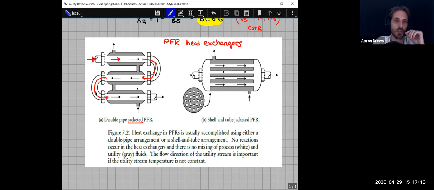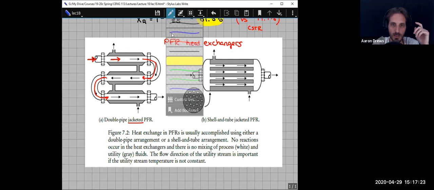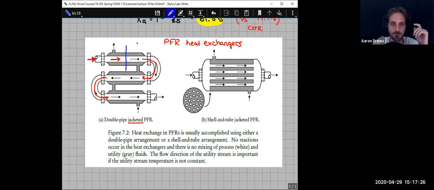Around that tube, if you imagine you slide another tube over it, you'll have an annulus in between the two tubes. If you imagine a cross-sectional slice across the drawing right here, it would look like a tube and then another tube outside. Maybe there's water in the outer tube, and the process fluid is on the inside. The process fluid is hot and you've got cold water flowing around it, and the energy is coming out of the inner one. So that's an example of a jacketed PFR.